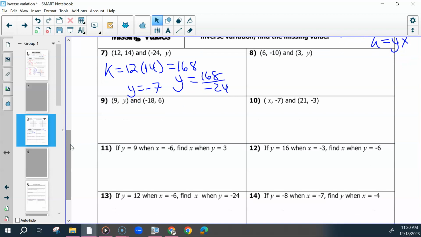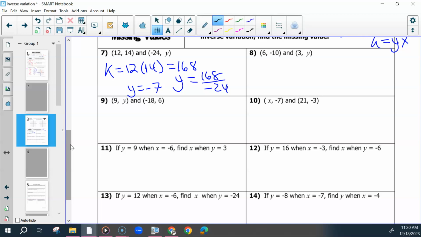Did we have any questions about 7 before we do another one similar to it? That is the answer that we're looking for. That's it. So you know we need the answer. Now you could check yourself if you wanted, multiply these two to see if you get the same thing, but that's not necessary. Okay, so we found y. Let's find x in number 10.